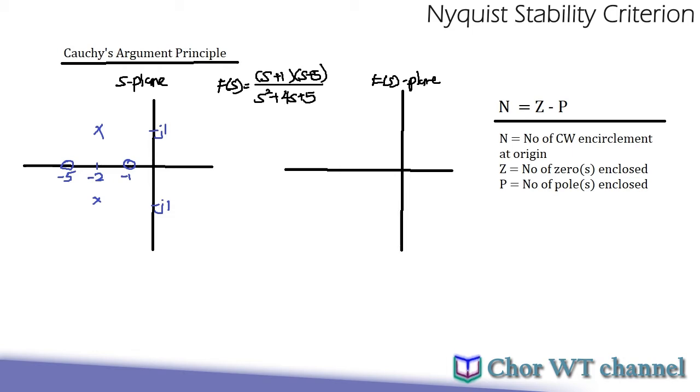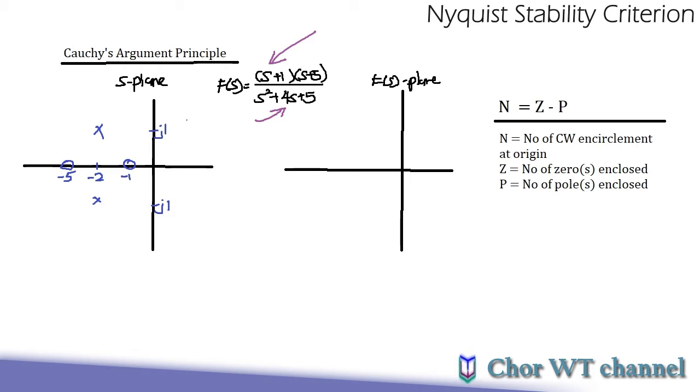How this argument principle works is that we first consider this F(s) as our transfer function, or any function will do. This F(s) has two zeros, s plus 1 and s plus 5, which translate to the zeros here, this and this. And we have one complex quadratic, s squared plus 4s plus 5. If we solve it, we get our two complex poles here and here, located at -2 plus minus j1.